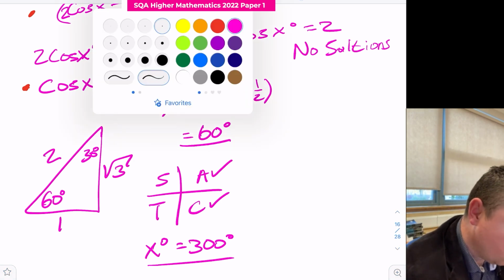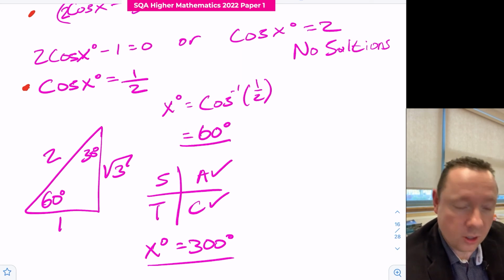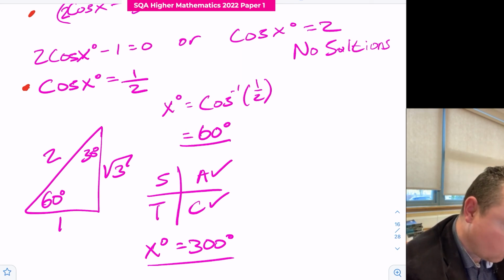So for our final mark in this question, as long as we've got 60 and 300 and said no solutions, all of this underlined stuff together gives us our final fifth mark.